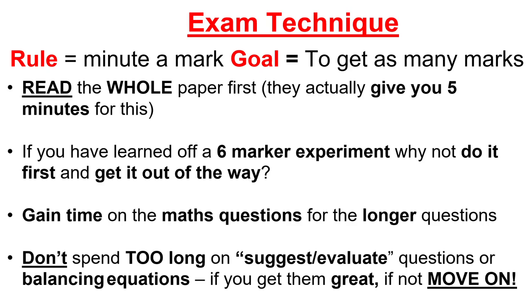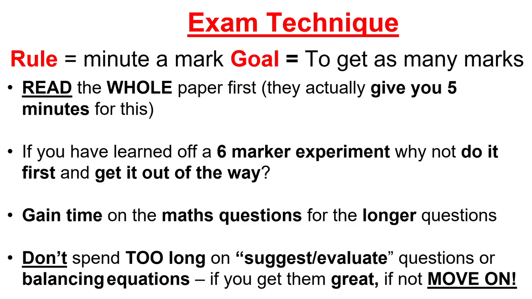If you've learnt off a 6-mark experiment, for example, and you see it, why not do it first and get it out of the way, rather than keeping the other 4 in your head if they're not going to be on the test. You gain time on the math questions. A 6-mark math question doesn't take 6 minutes, so you have time to spend on the longer questions. And don't spend too long on suggest or evaluate questions. They're only worth 1 or 2 marks, and balancing equations are only worth 1 mark. If you get them, great, but if not, move on.